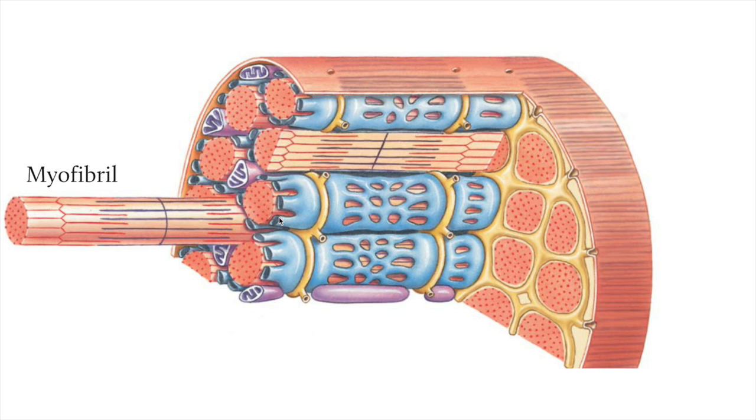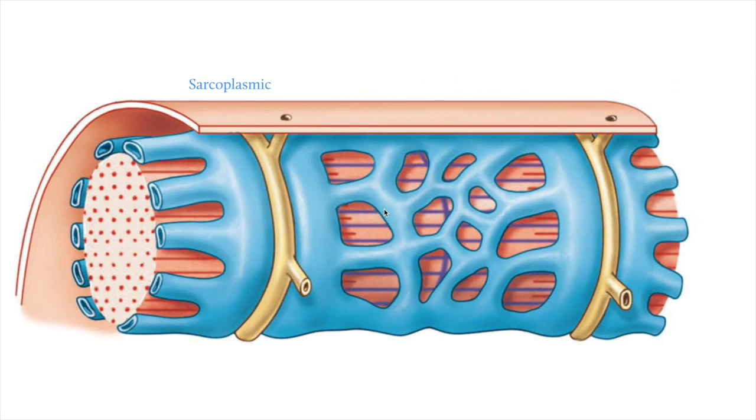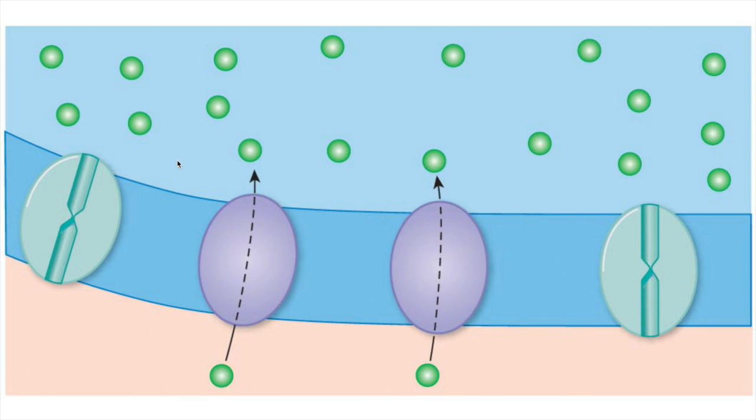Then the next one is this blue stuff here, which is called the sarcoplasmic reticulum. If we look even closer, there's the sarcoplasmic reticulum, and you can see it surrounds the myofibrils. And it is the smooth endoplasmic reticulum of muscle cells. If we look closer, they have special calcium channels. They store and release calcium. And we'll see later on why calcium is necessary for muscle contraction.